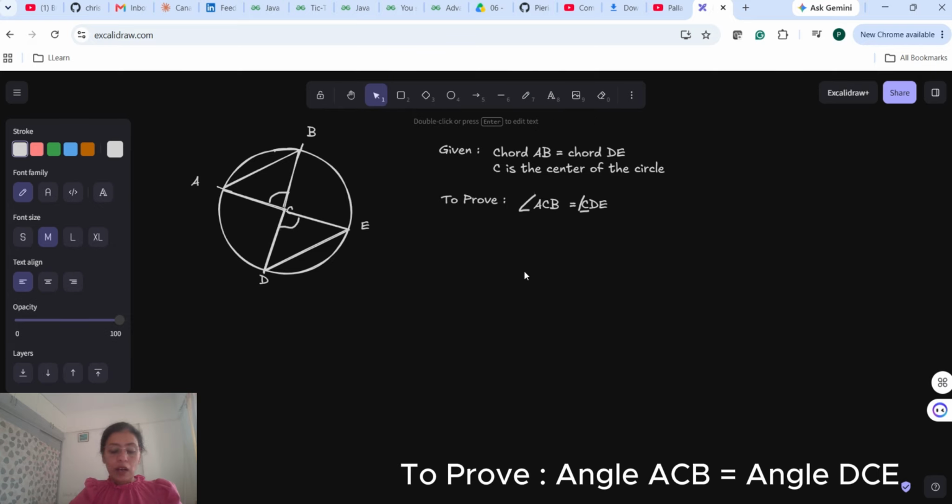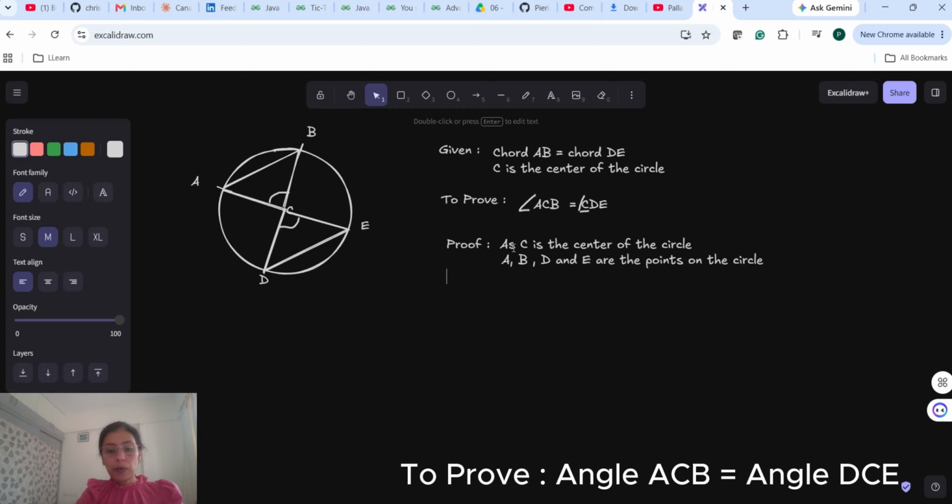So how do we go about proving it? We see what we have been given. AB is equal to DE. C is the center of the circle. Now, as C is the center of the circle and A, B, D, and E are the points on the circle.